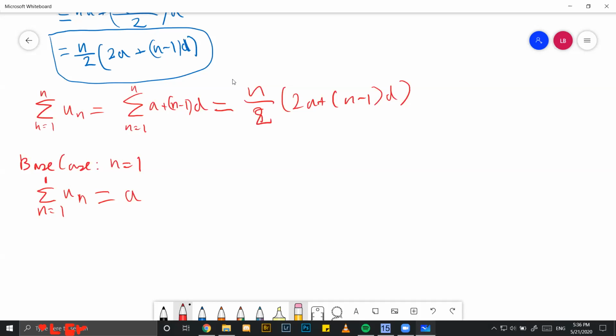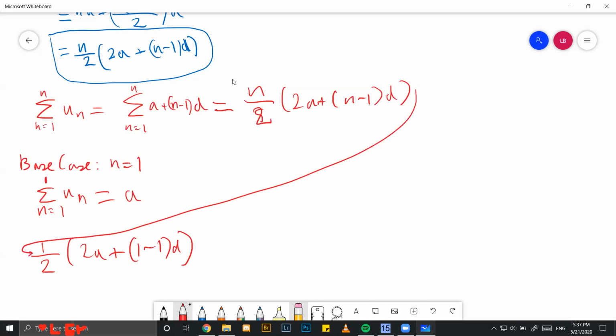So you need to show that this formula works for the base case. What we're going to do is plug n equal to 1 into this formula and see what it looks like. So we get 1 over 2 times 2a plus 1 minus 1 times d, right? I took this down over here. And if you notice, 1 minus 1 times d is 0 times d. That cancels out.